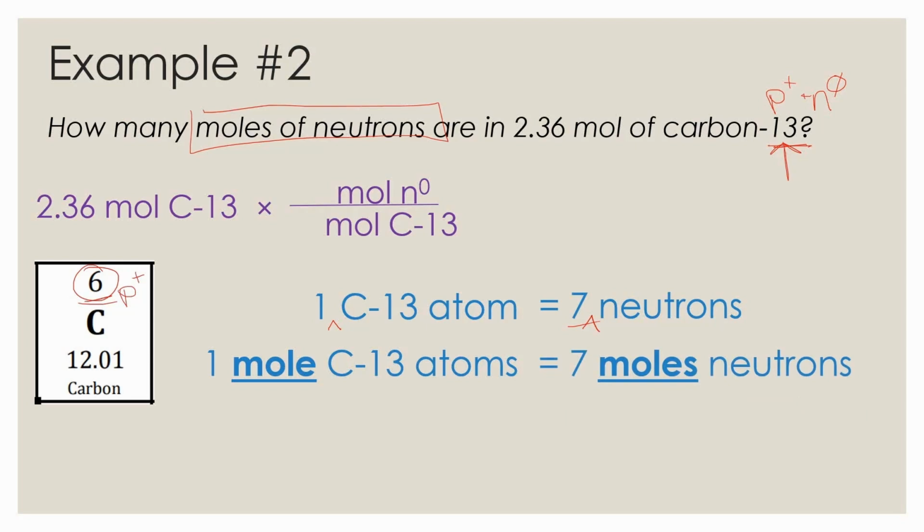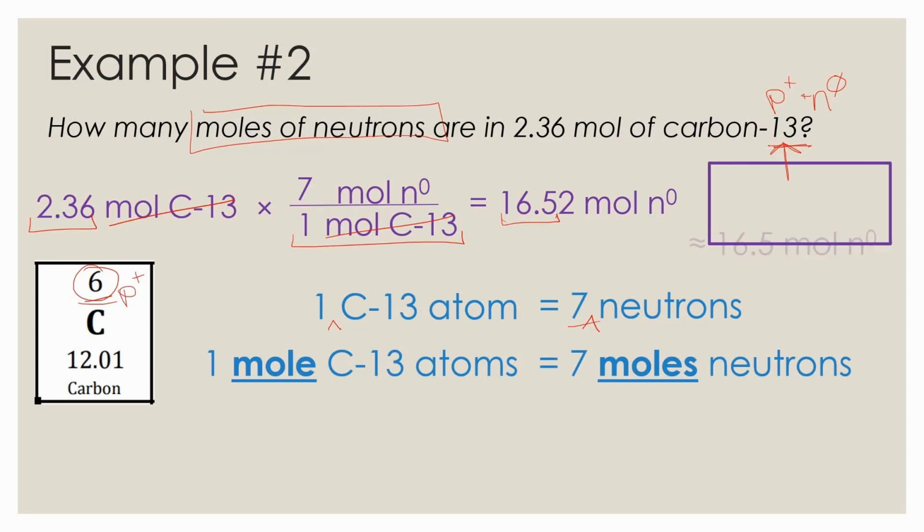So that's the relationship we'll insert here. 1 mole of C13, 7 moles of neutrons. And now moles of carbon-13 are up, moles of carbon-13 come down. We are left with moles of neutrons, which is what we are looking for. So it's time to plug this into the calculator. 2.36 times 7 is going to give us 16.52 moles of neutrons. Once again, check your sig figs. Started with 3 times a conversion factor. We should end with 3. So our answer should round to 16.5 moles of neutrons.